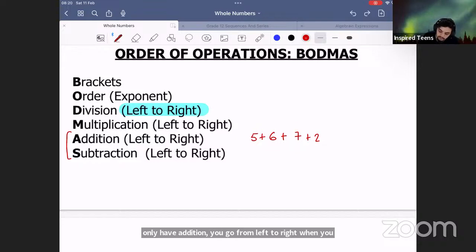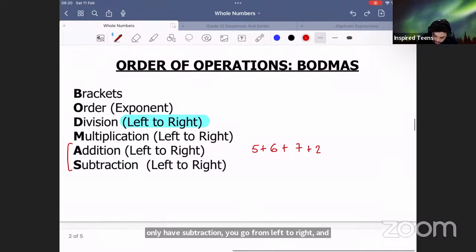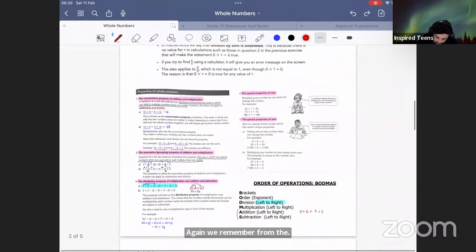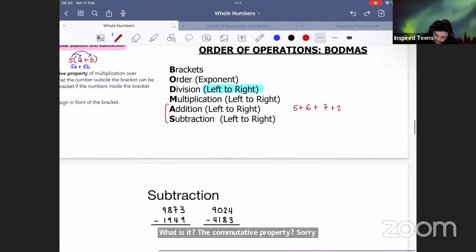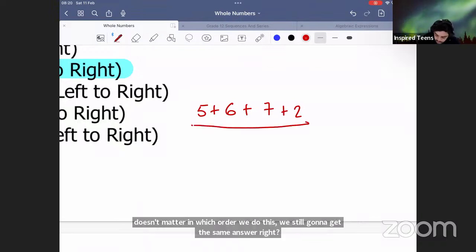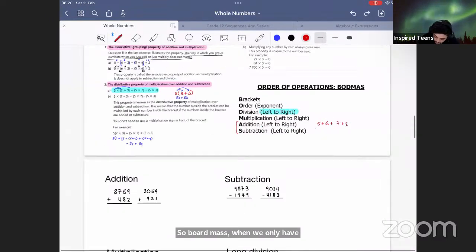Again, we remember from the, what is it? The commutative property. Sorry, the commutative property of addition, that either way, it doesn't matter in which order we do this, we're still going to get the same answer, right? So BODMAS, when we only have addition, we just do it from left to right. Okay.